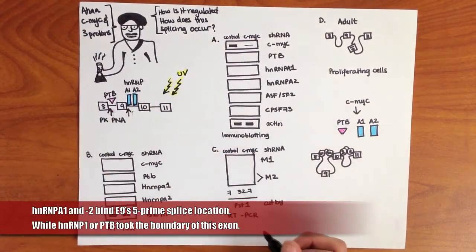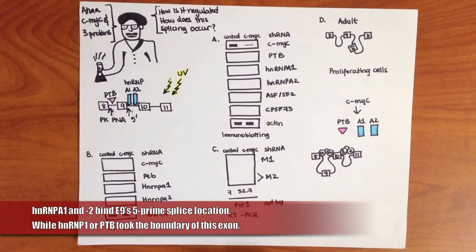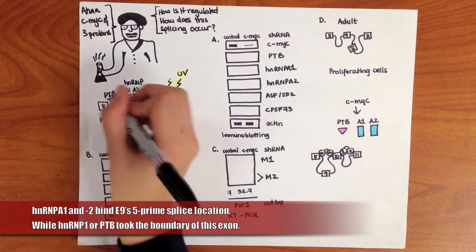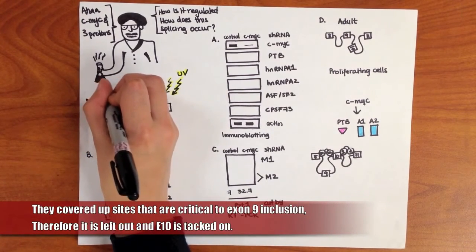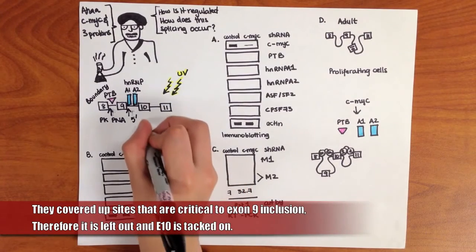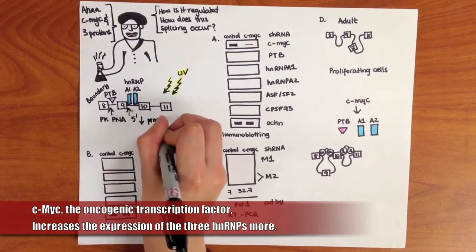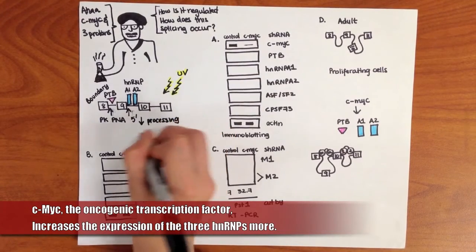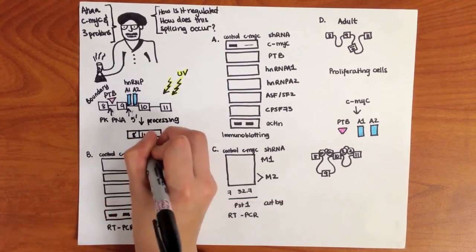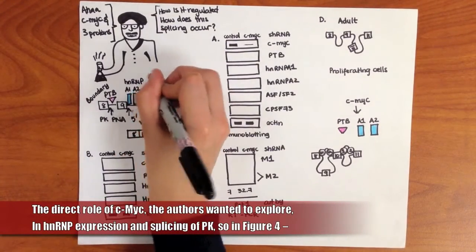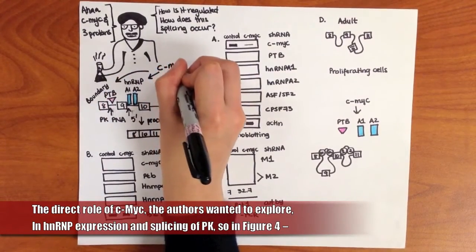hnRNP A1 and A2 bind E9's 5' splice location, while hnRNP I or PTB took the boundary of this exon. They covered up sites that are critical to exon 9 inclusion, and therefore E9 is left out and E10 is tacked on. c-Myc, the oncogenic transcription factor, increases the expression of the 3 hnRNPs more. The direct role of c-Myc in hnRNP expression and splicing of PK, the authors wanted to explore.